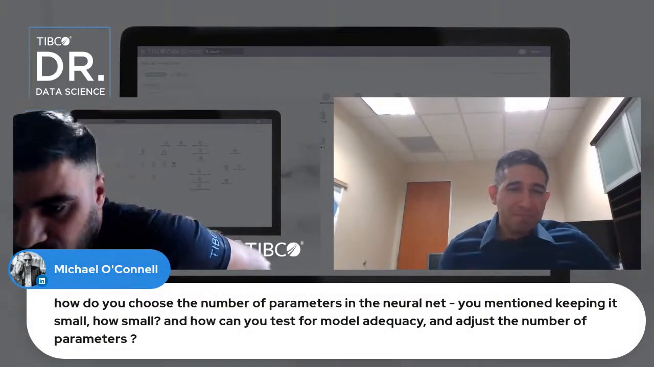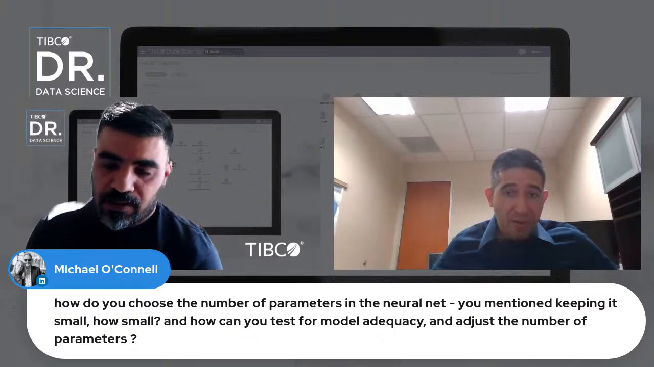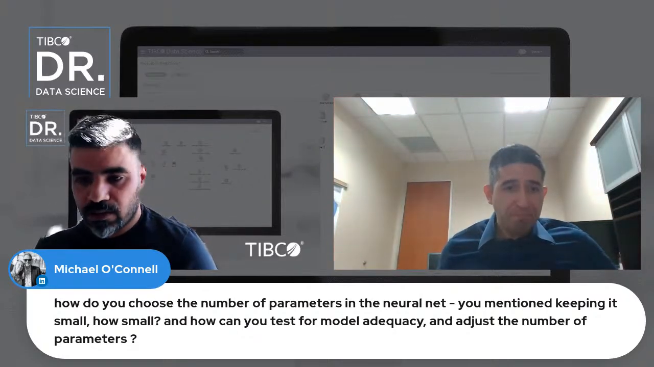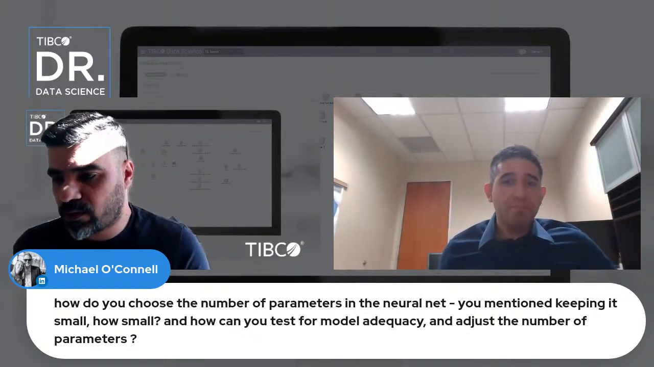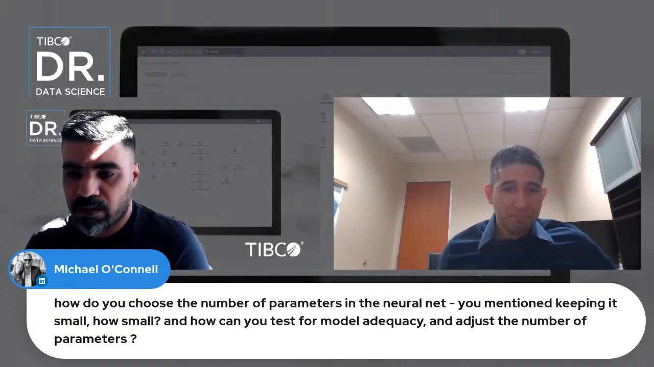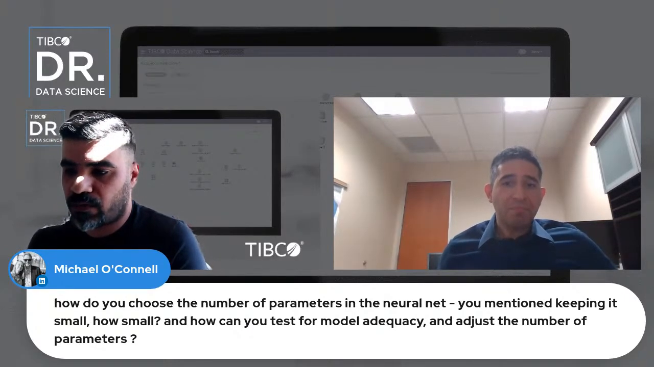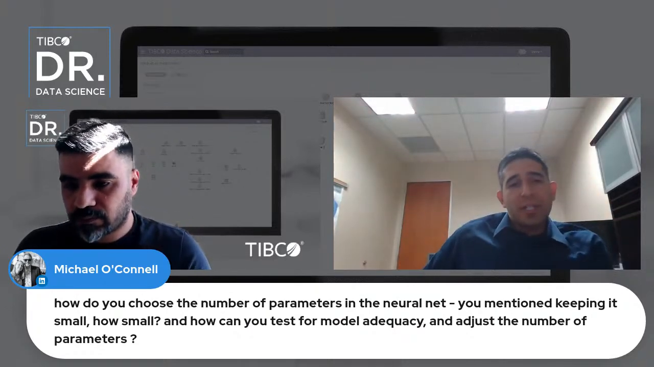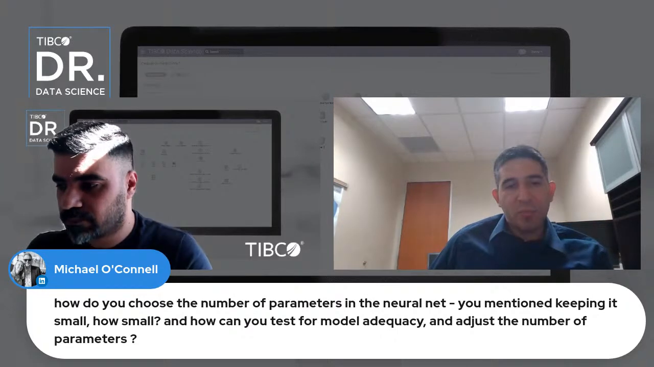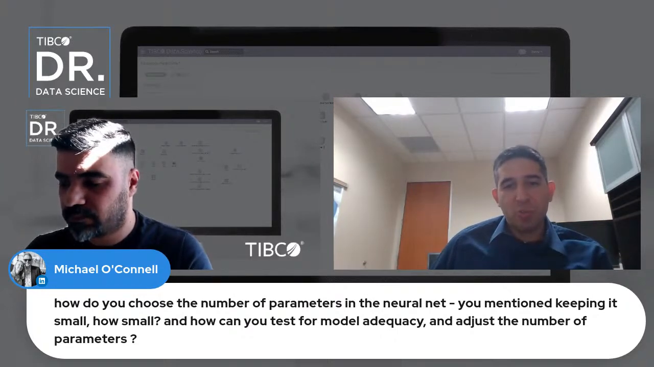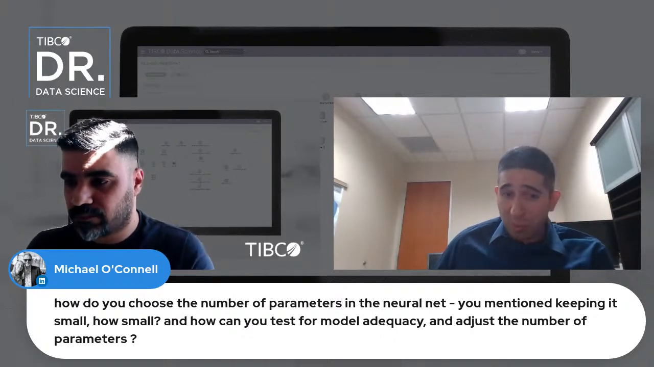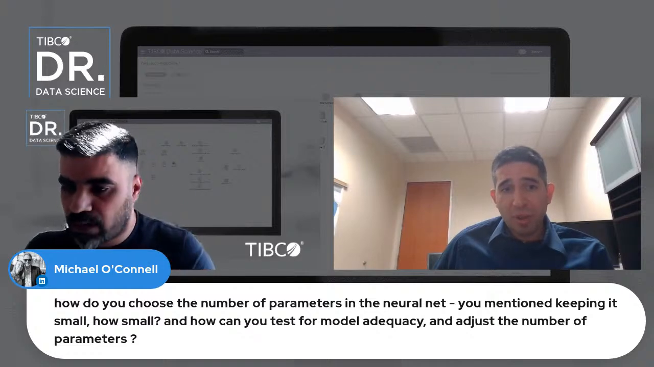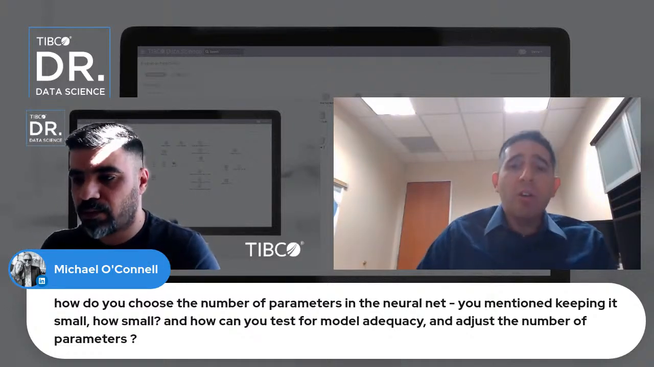We have another question from Michael O'Connell, our chief analytics officer, who is also attending the session. How do you choose the number of parameters in a neural network? You mentioned keeping it small. How small? And how can you test the model for adequacy and adjust the number of parameters? Yeah. When you say number of parameters, are you talking about the input parameters or the hyperparameters? I would assume maybe the input parameters, like the input features.